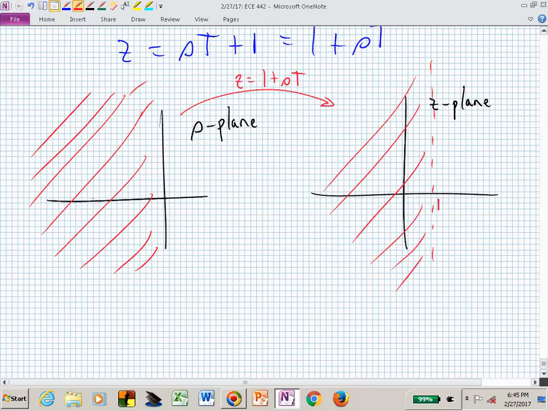Am I preserving stability with the forward rule? Or is every possible point in the left half plane of the s-plane going into the unit circle in the z-plane? No. The forward rule is not preserving stability. The backward rule does, and the trapezoid does. This is the problem child. So the forward rule is not preserving stability, but the other two do. And we'll pick up with mapping on Wednesday.